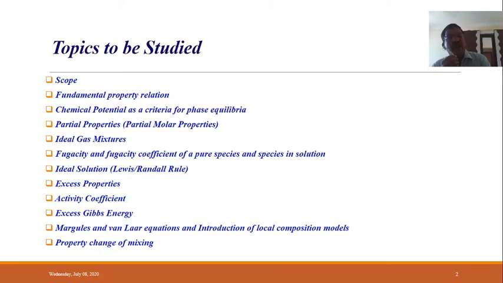So in this, the topics that will be studied: scope of solution thermodynamics in chemical engineering, then fundamental property relation, how we can develop this fundamental property relation for homogeneous system as well as species in solution for mixture where composition change is taking place. Then we have to see another property which is very important for solution thermodynamics, that is chemical potential, which can be considered as the criteria for phase equilibria. How we can derive this, that we will consider.